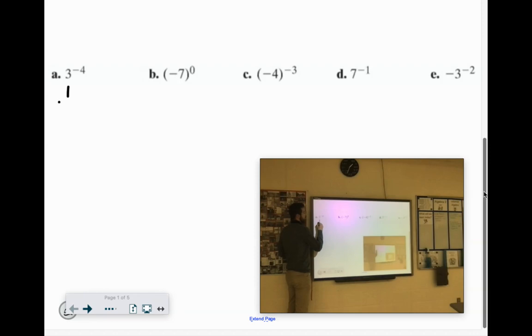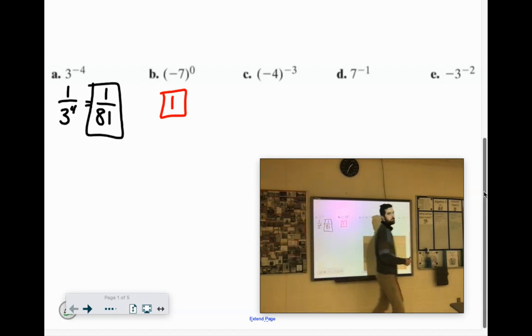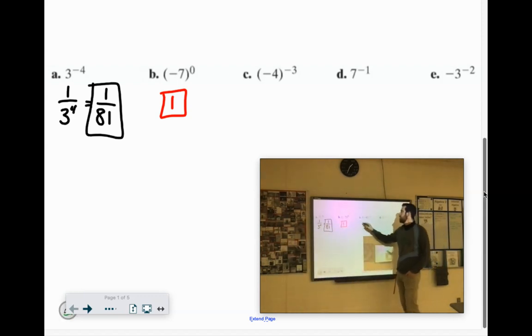This would be 1/3 to the 4th, and 3 to the 4th is 81. Did you try that on your own first? Okay. -7 in parentheses to the 0 power, it's just 1. -4 to the -3rd, we put that under a 1.